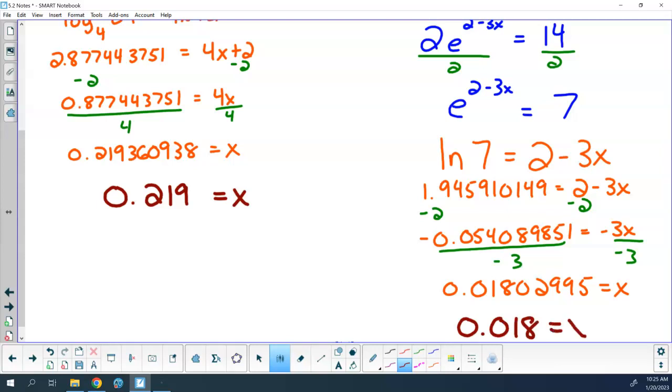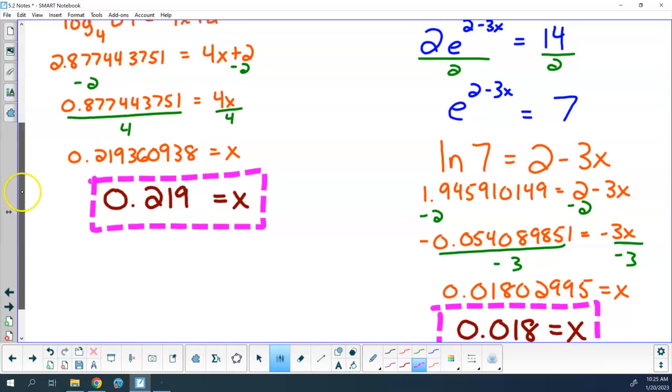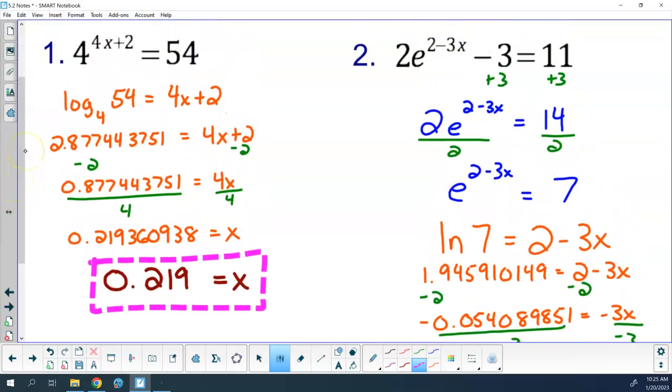1/8 for the other one. Yep, I've got to scroll down and make my check. So 2 minus 3 times my answer is that. Take e to that power. I'm going to multiply that by 2. I'm going to subtract 3. And I get 11.